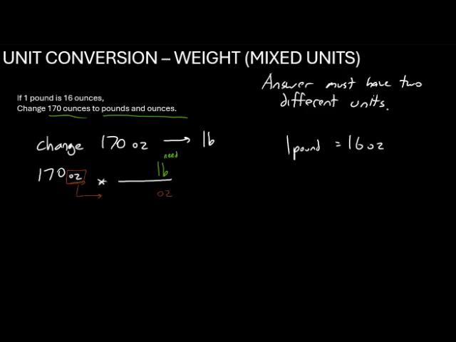Since we have pounds at the top of our fraction, let's box in the 1 pound and note that pounds will be on the top. This means that the 16 ounces must go to the bottom. We place 1 next to pounds and 16 next to ounces. And then we do the operation 170 times 1 divided by 16.